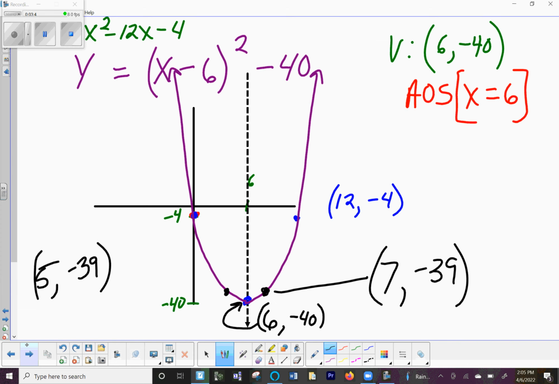Oh, by the way, if you wanted some other points, remember how I said from the vertex over 1, up 1? Well, that's what I did here. From 6, negative 40, if I go over 1, I would be at 7, and then up 1 would take me to negative 39. Or the other direction, left 1, so to 5, and then up 1 would take me to negative 39.